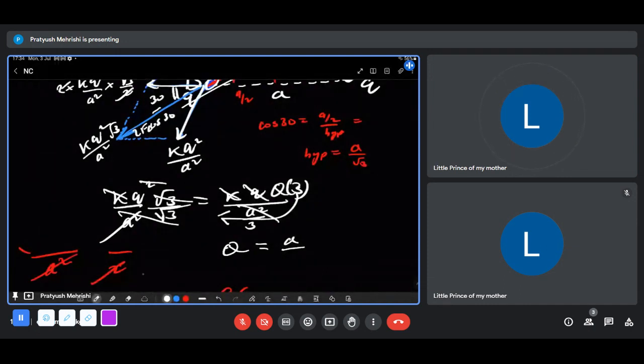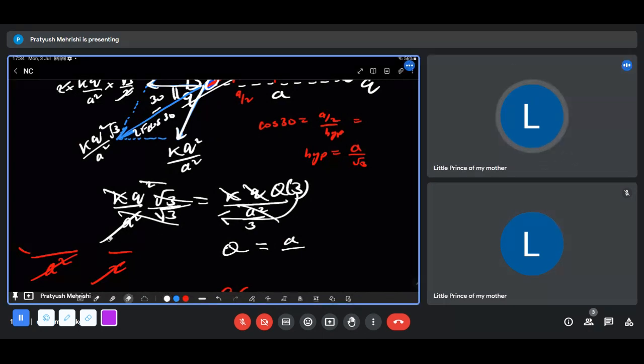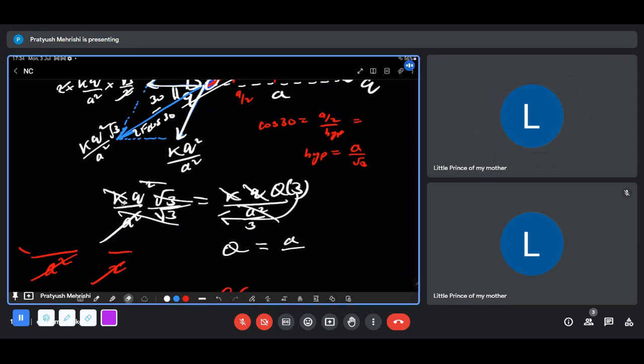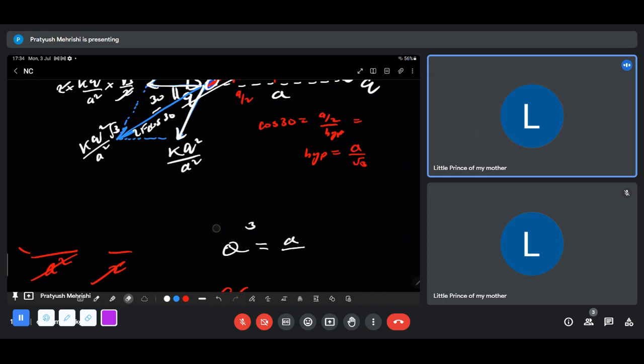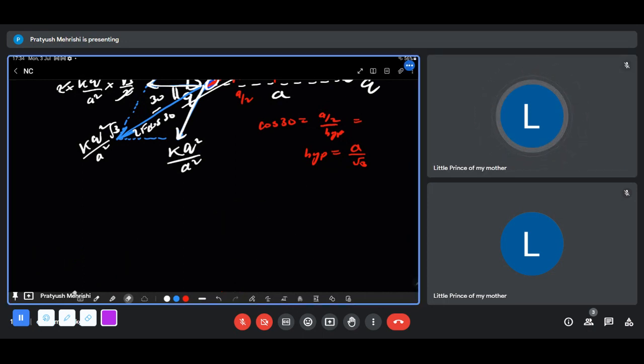Where are you getting A? Did you see what we did here? Have you seen it? Yes, I think I have seen. See this? Again, let me do this. Don't get confused. Please pay attention. So force will be K Q square upon A square into root 3. Okay.